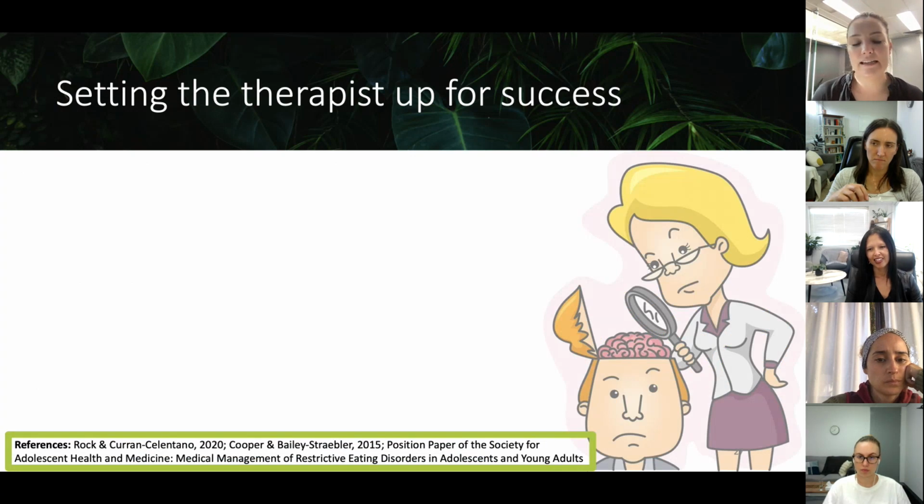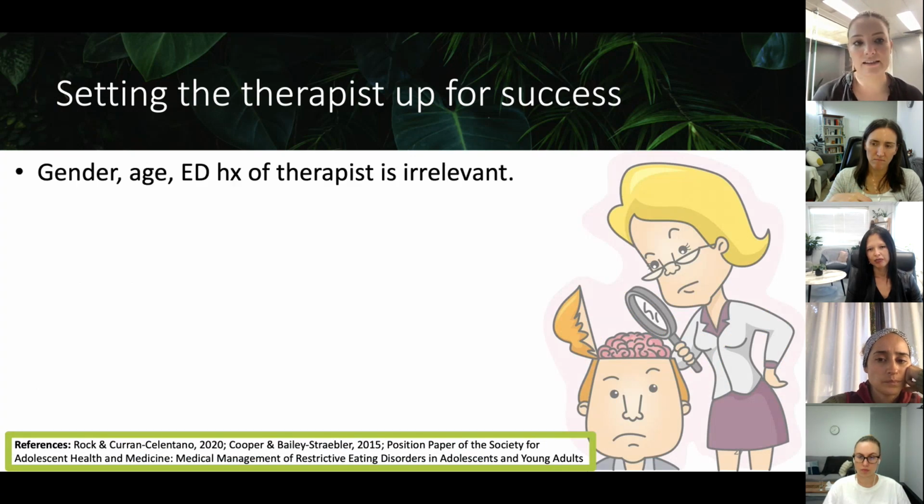So just what CBT-E says around therapist characteristics. Women, the manual says, may have some advantage, just in that their patients may be more likely to be female as well. But as we know, we're getting an increasing number of non-binary or male patients. And the textbook said that training and competencies far surpass someone's gender or age, and own eating disorder history is not relevant either.